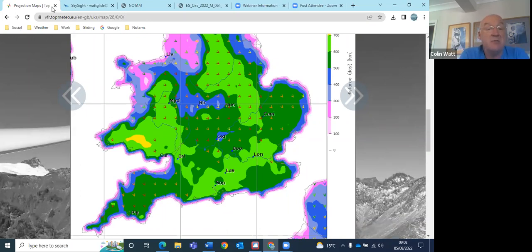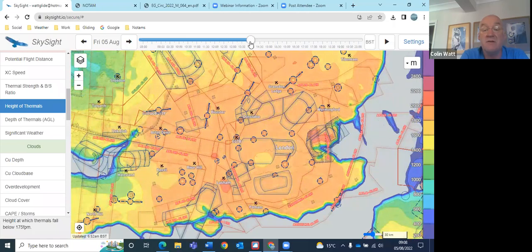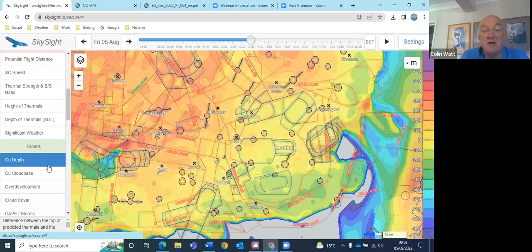Skysight, similar sort of picture, really. There's the height of thermals. That's 1 o'clock. So 1,400 to 1,600 metres, 1,800 metres, and move that on a couple of hours. So 3 o'clock in the afternoon, yeah, 2,000 metres plus. Cumulus depths in the afternoon: more depth of the cumulus out to the northwest, and therefore probably more chance of spread out in places. Small amounts of cumulus around us.